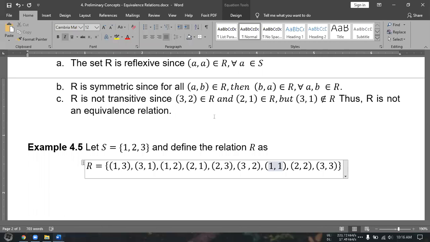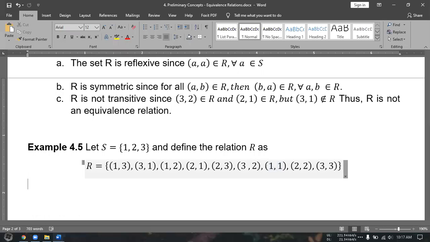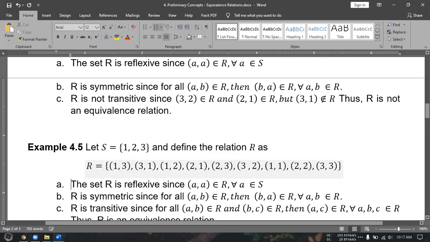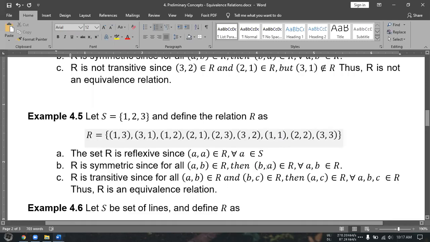How about the third condition? Let's test. If 1 is related to 3 and 3 is related to 1, therefore 1 should be related to 1, which is good. Another: 1 is related to 2, 2 is related to 1, so 1 is related to 1. We have 2 related to 3, and 3 related to 2, therefore we have 2 related to 2. Therefore, this R satisfies the third condition, the transitivity. Thus, R is an equivalence relation.